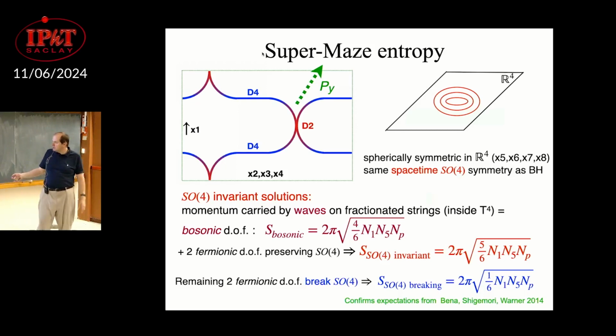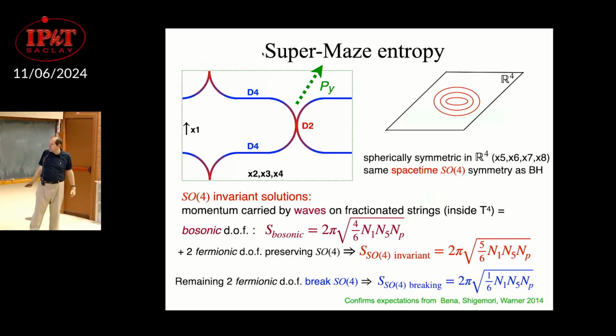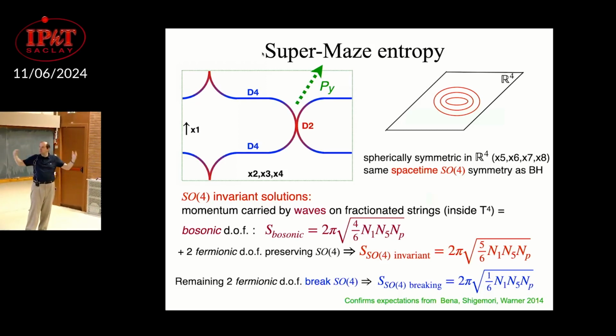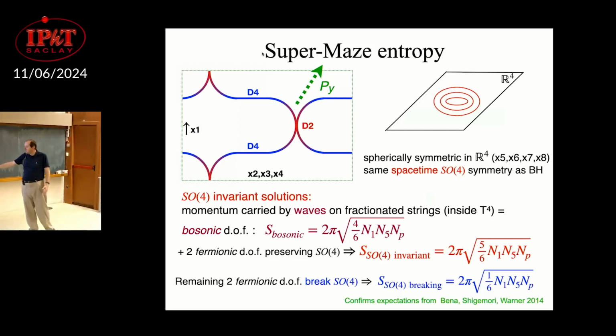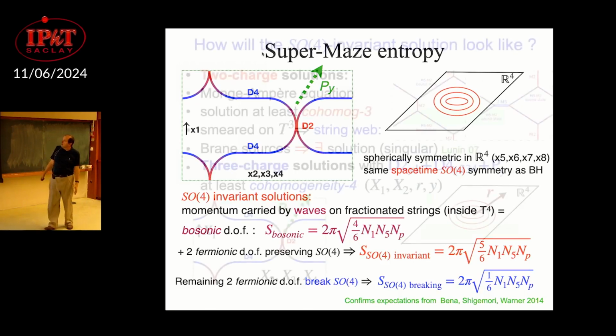So again, the other degrees of freedom are going to be breaking the SO(4) invariance, I think. And that confirms the expectation I had in a paper with Masaki and Nick. So somehow everything seems to be working out. You have some degrees of freedom which are torus degrees of freedom, they keep the spacetime SO(4) invariant. You have some degrees of freedom which mess up the SO(4), which extend in the transverse space.